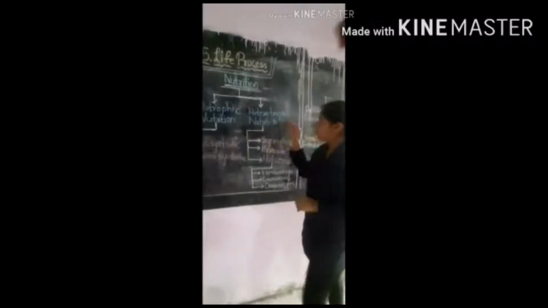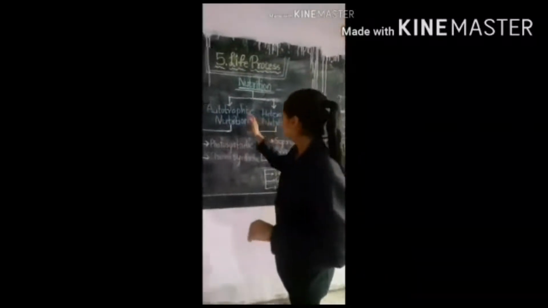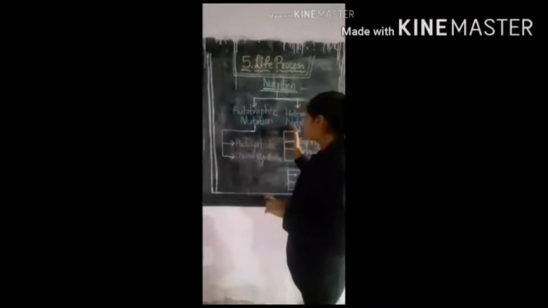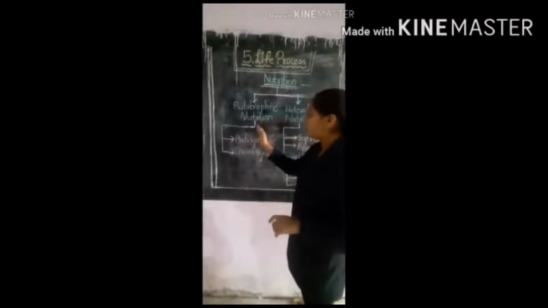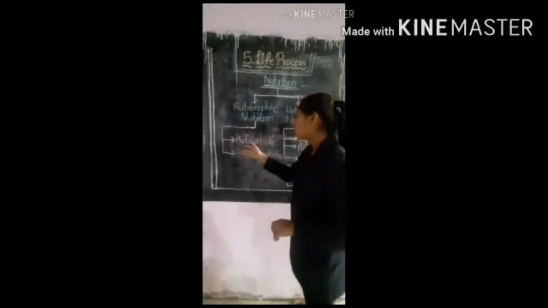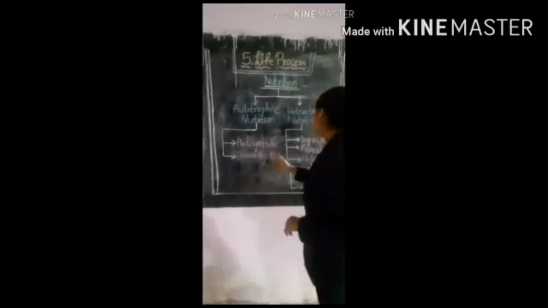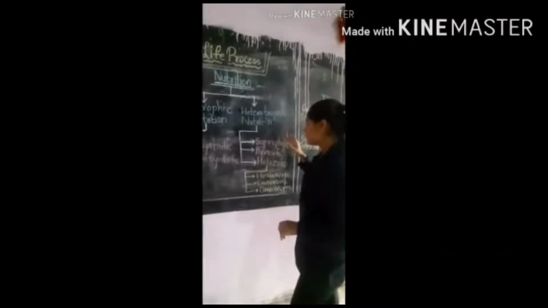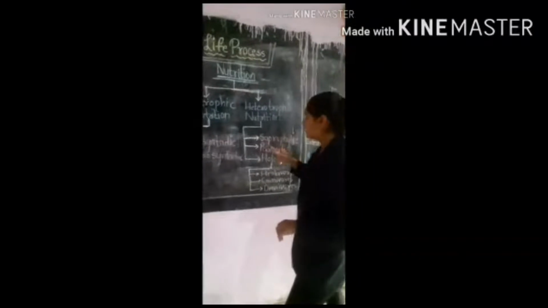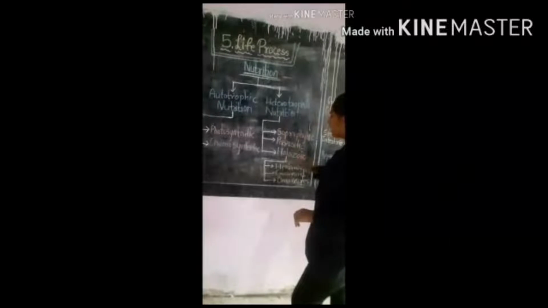Now we will study heterotrophic nutrition. We have studied that there are two modes of nutrition: one is autotrophic, the second one is heterotrophic. In autotrophic nutrition there are two parts, photosynthetic and chemosynthetic. Now we are going to learn heterotrophic nutrition. In heterotrophic nutrition there are three types: saprophytic, parasitic and holozoic.